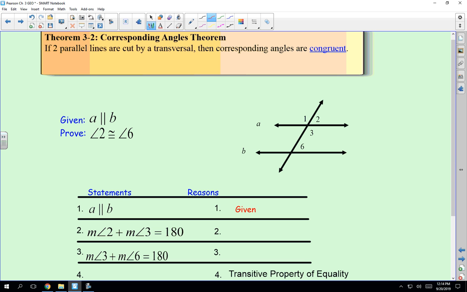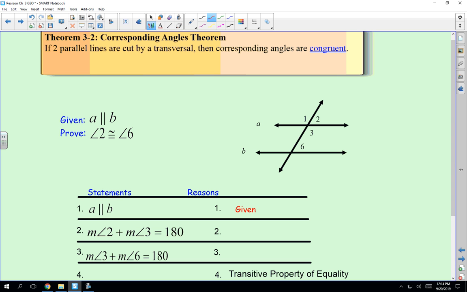And then in the next section, we're going to do the converse of each of these. So we'll start with if 2 is congruent to 6, or if corresponding angles are congruent, then we'll be proving the lines are parallel. So it works both ways. We call that a true biconditional. It's a biconditional, but it's actually true. It works both ways. We've written some biconditionals that aren't necessarily true.